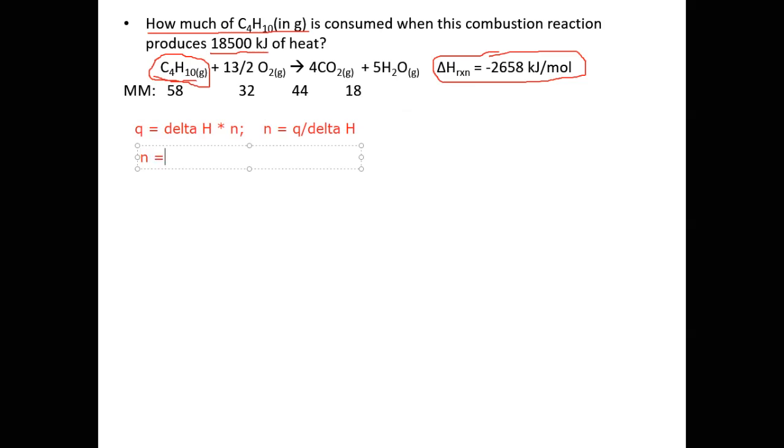And so it says 18,500 kilojoules of heat is produced. That means it's negative, so negative 18,500 divided by the delta H, which is negative 2,658, and we get about 6.96 moles of butane.